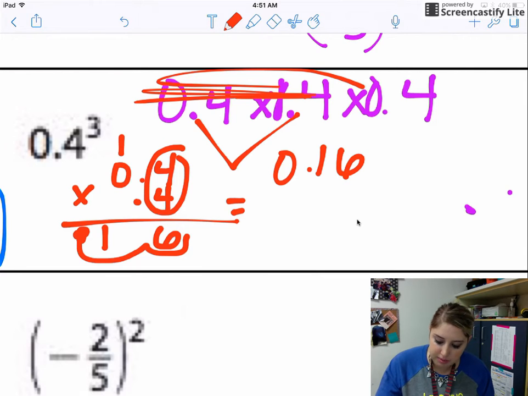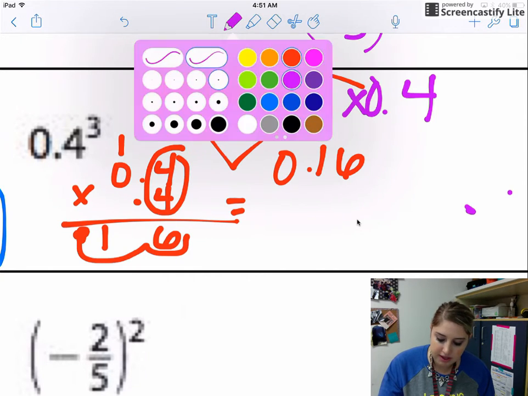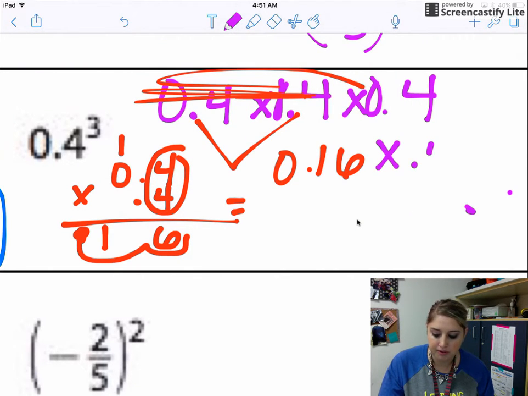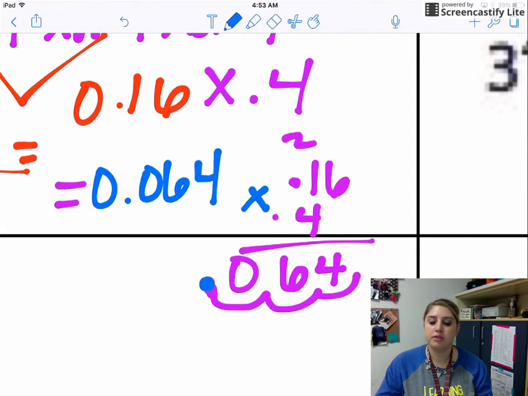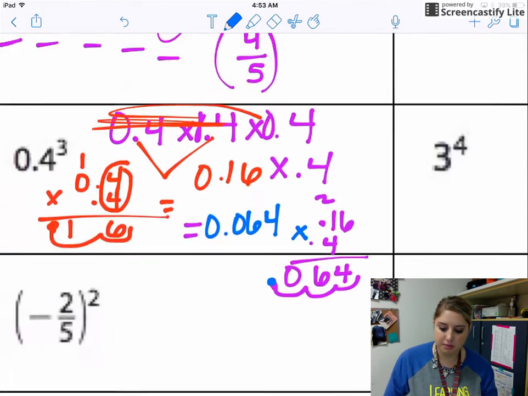You need to take 0.6 times that last 0.4. I'm going to let you do that, pause the video, and then check in with me if you got the right answer. Okay, hopefully when you did that, you got 0.064. If you're struggling with that multiplication, please raise your hand and have me come help you, just so we can knock that out right now and we're not struggling with those multiplication issues when we're multiplying decimals.